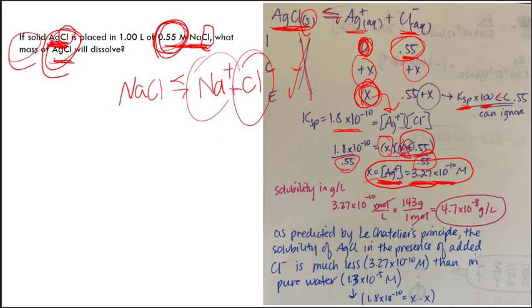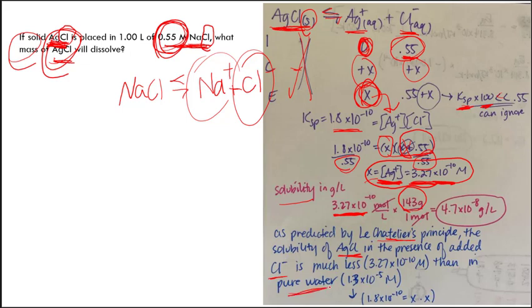Now to get it into mass, which is grams per liter, I'm going to take that 3.27 times 10 to the negative 10th and times it by the molar mass. Add up 1 silver and 1 chlorine. I should get 143 grams. That's telling me that I can dissolve 4.7 times 10 to the negative 8th grams in every 1 liter of that silver chloride. And as predicted by Le Chatelier's principle, the solubility of silver chloride in the presence of added chloride is much less than in pure water.